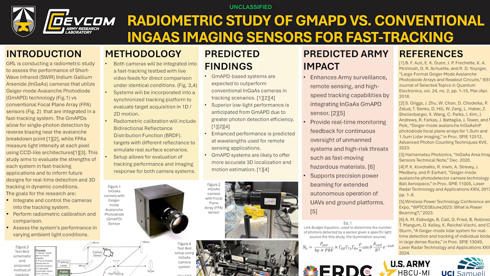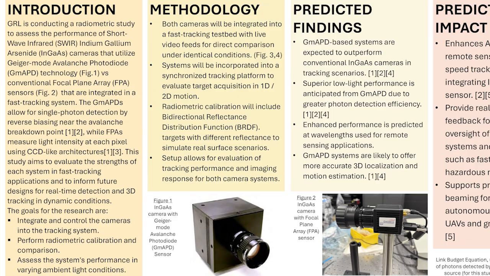So our research was looking at the performance of shortwave infrared indium gallium arsenide, or InGaAs, sensors that utilize one of two sensor types. One was the Geiger mode avalanche photodiode, and the other was the focal plane array sensor. Both cameras were integrated in there. The difference between the two camera sensors is that the Geiger mode avalanche photodiode, or GmAPD, allowed for single photon detection by reverse biasing the sensor near its avalanche breakdown point.